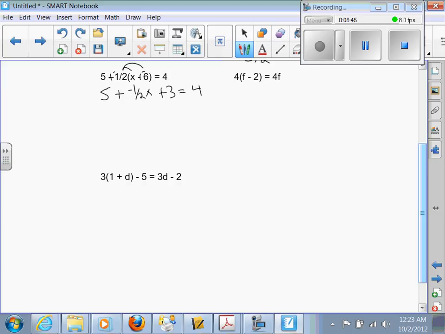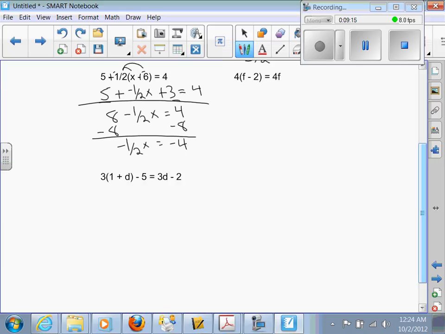All right. Now I have some things I can combine. I can combine my numbers. I want to simplify before I start moving any variables. So this gives me 8 minus 1/2 x equals 4. And now I want to start moving stuff. I want to move this 8, so I'm going to subtract 8 from both sides. Minus 8, minus 8. Draw my lines to show my work. This leaves me with negative 1/2 x equals negative 4. 4 minus 8 gives me negative 4.